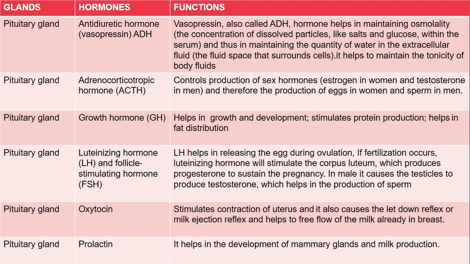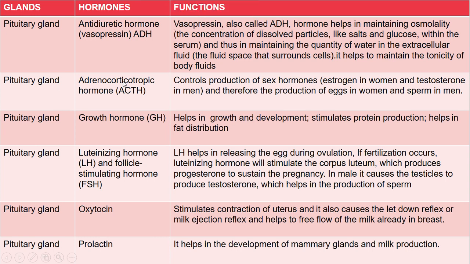Because of the presence of water, the fluid in the extracellular space is causing a tonicity in the body fluid. So the antidiuretic hormone is the one which helps in maintaining the tonicity of the body fluids by retaining some amount of water and the salts within our body. For example, imagine that you're doing a strong workout. That is the example for this antidiuretic hormone.